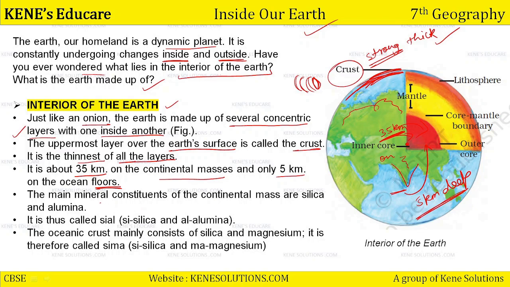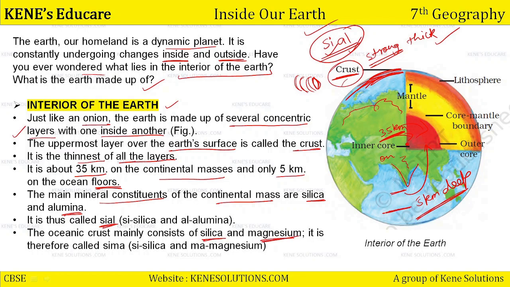The main mineral constituents of the continental mass are silica and alumina. अब आप ये सोचो कि ये crust बना किससे हुआ है? The crust is made up of silica and alumina. All right. And it is thus called सियाल. हम इसी को सियाल कहते हैं. Crust किससे बना होता है? सियाल से. Silica, alumina.